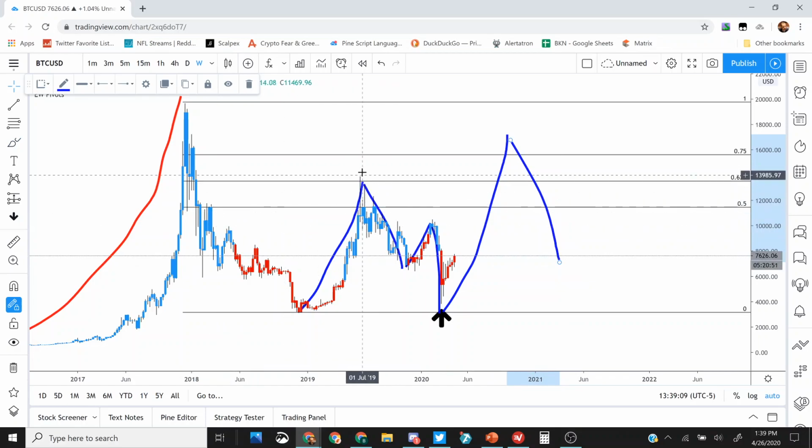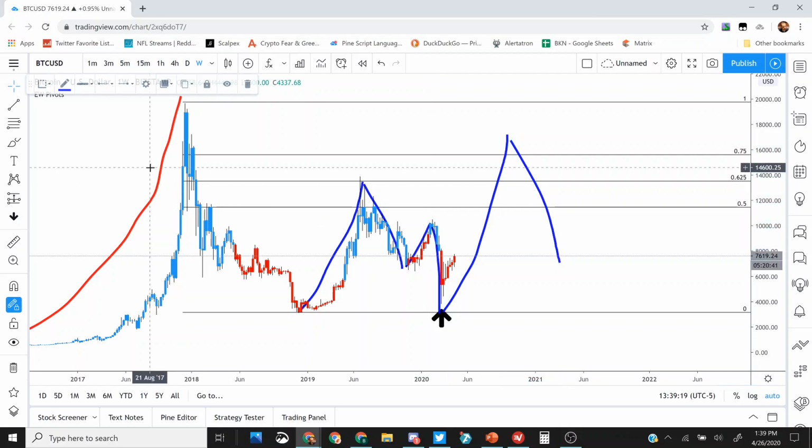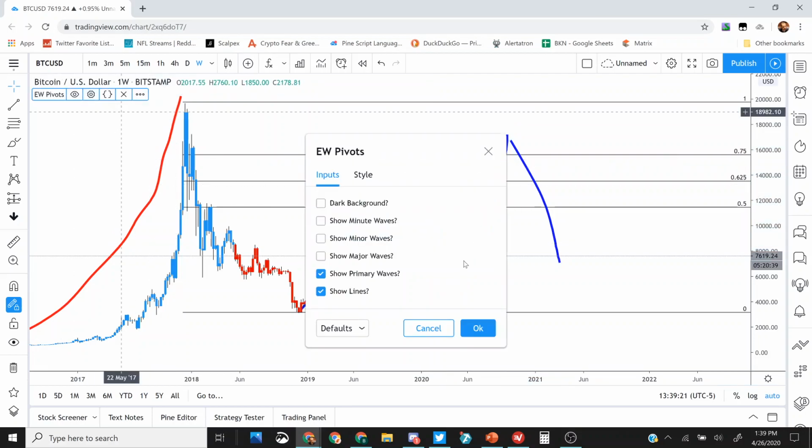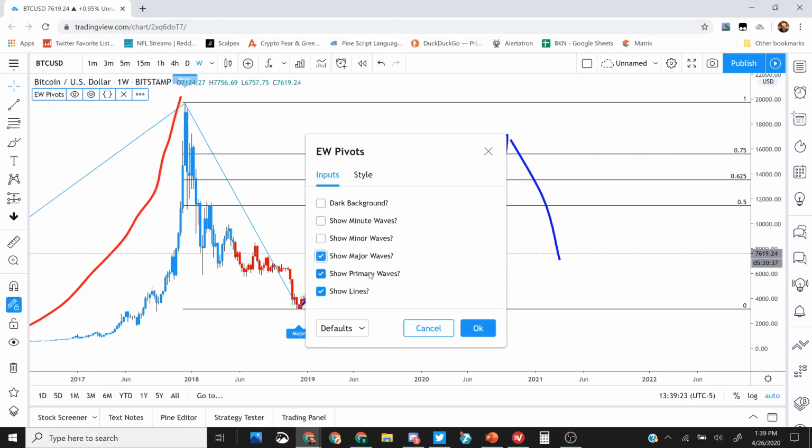Why don't I like this? Because my B is way too short for me. A, B, C. This B is tiny. But right now, our Elliott Wave indicator does show that as a major wave.